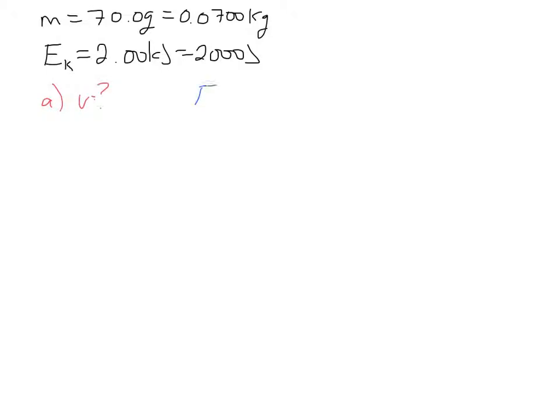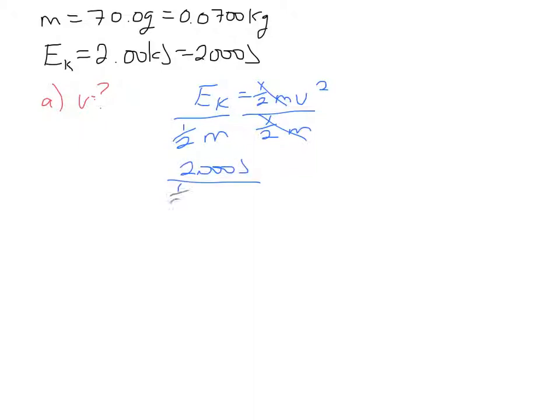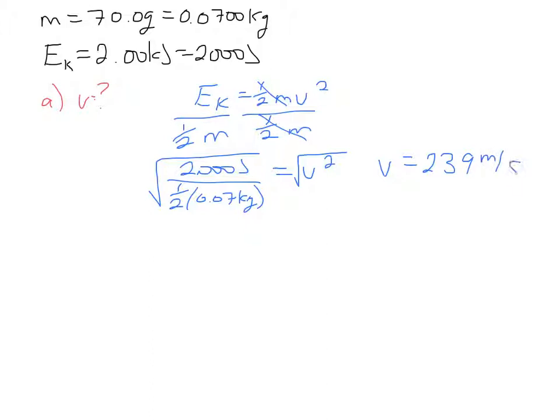So we know that we can use the formula EK equals half mv squared, and it's looking for velocity. So that means we can divide both sides by half m. The half m gets crossed out on the right hand side, and we can put in our numbers now. So we have 2,000 joules divided by half times our mass, which is 0.07 kilograms, and that is going to equal our velocity squared. So we're going to have to take the square root of both sides, and once we take the square root of the right side, we get that our velocity is equal to 239 meters per second.